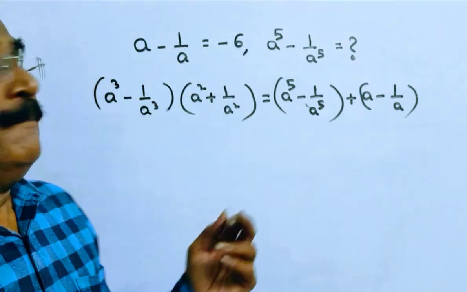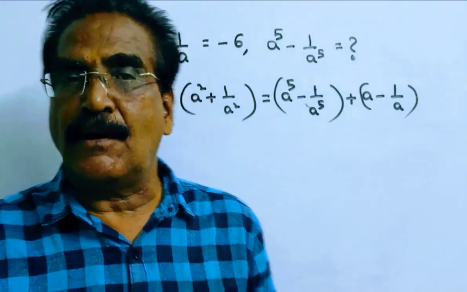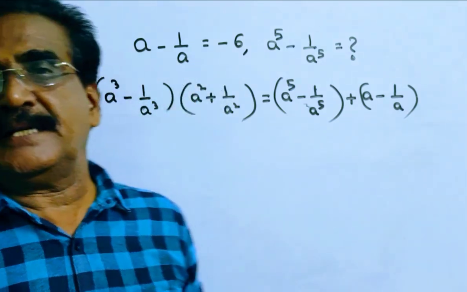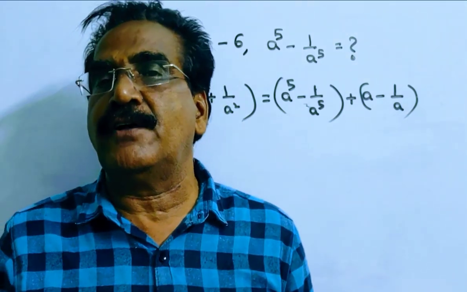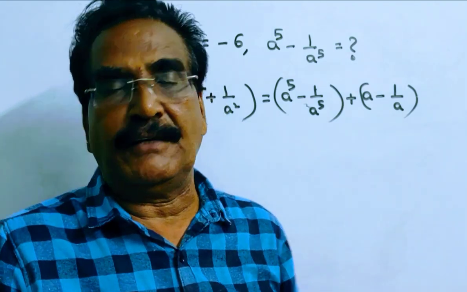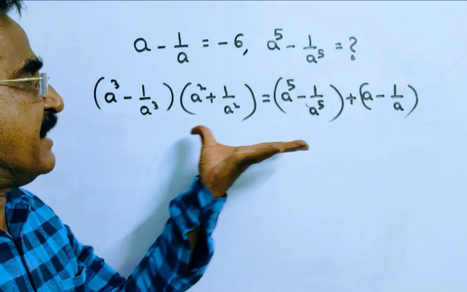Friends, the problem is given in the description box. a minus 1 by a is equal to minus 6. Then what is the value of a power 5 minus 1 by a power 5? Friends, let us consider this equation.